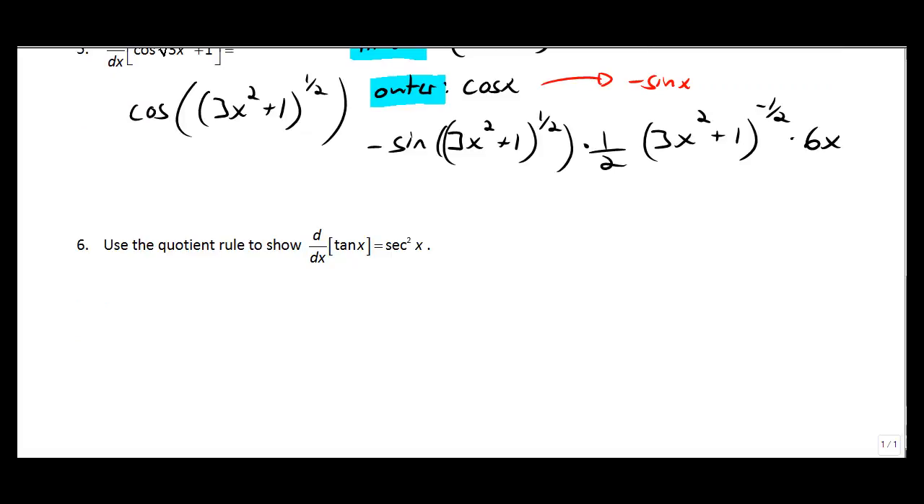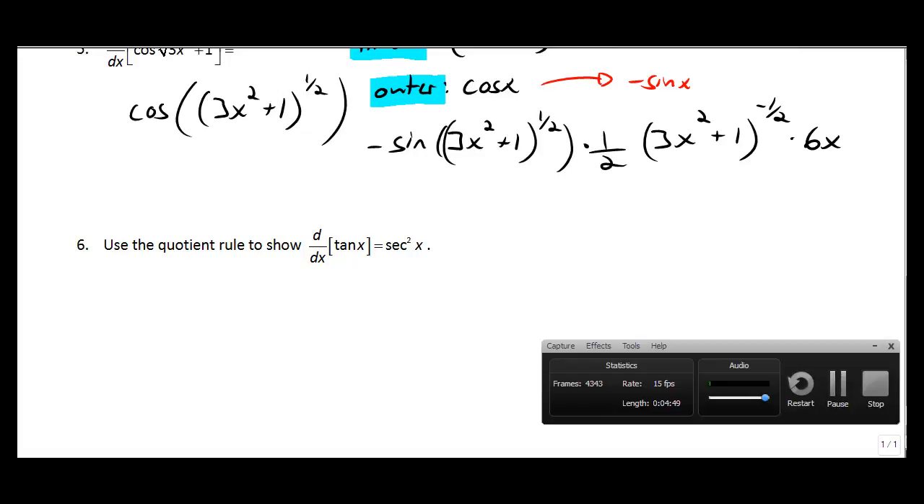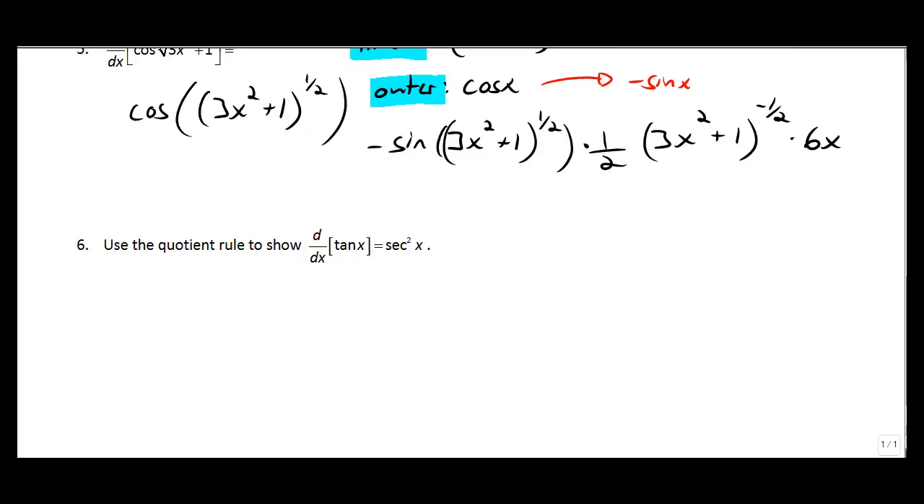One more problem. I'll pause this. Alright, here's a key. Some more transformations to work. Okay, so we'll finish this video off real quick. I just got to use quotient rule on tangent to get it to secant squared.